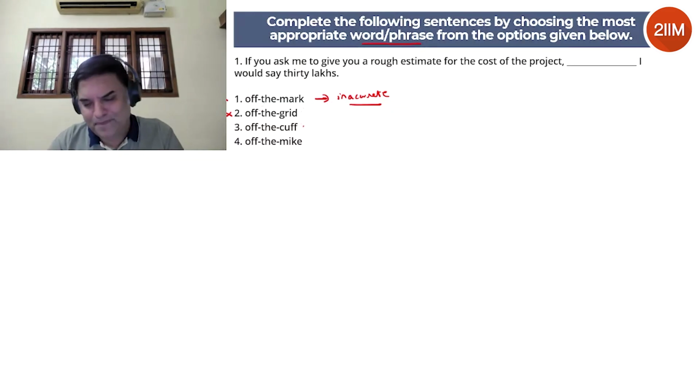Off the cuff. Okay, let's see that. If you ask me to give you a rough estimate for the cost of the project, off the cuff, I would say 30 lakhs. So off the cuff means spontaneously. Okay, or off the top of my head, right? You don't really know. It's a rough estimate. The person is asking you for a rough estimate.